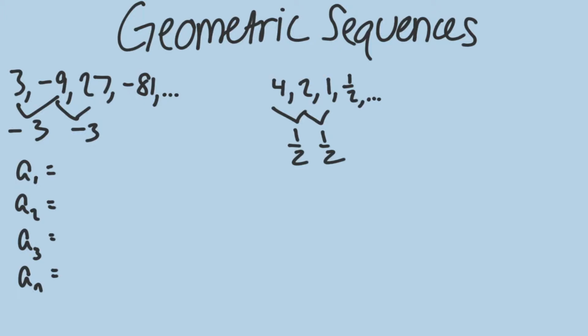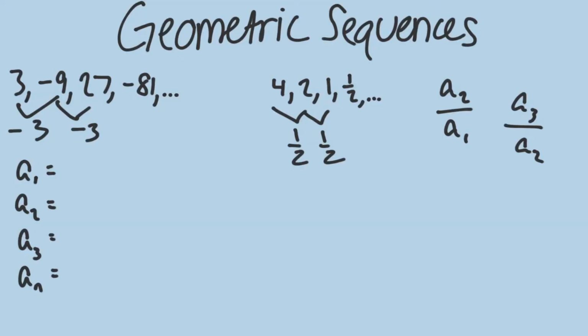You can always find the common ratio by doing the second term divided by the first term, or the third term divided by the second term. Just like with arithmetic sequences, we can find the common difference by taking the second term minus the first term, or the third term minus the second term, and so on. We're going to come up with the general formula that we can use for a geometric sequence.